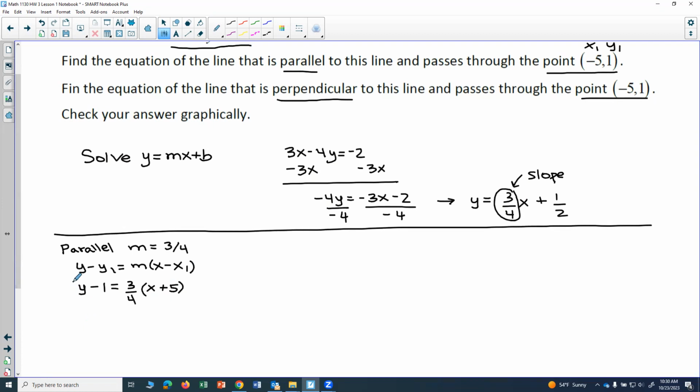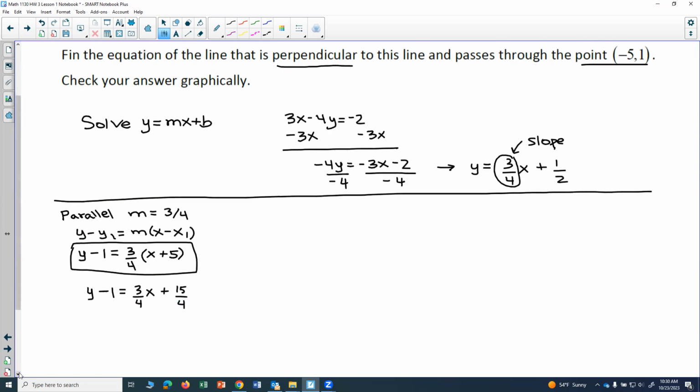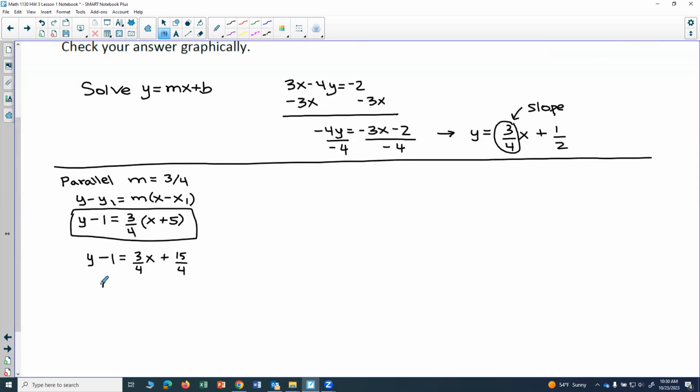Okay, and now I could answer in this form. This is the point slope form of the parallel line, and that is acceptable. If you want to go ahead and solve for y, you distribute your 3/4. So you'll get 3/4 x, 3 times 5 is 15, so plus 15/4. And then we have to go ahead and add the 1 to both sides. So there's plus 1 there and plus 1 there. And so we'll end up with y equals 3/4 x plus 19/4. And you can check that fraction in your calculator or on Desmos scientific calculator if you need to.